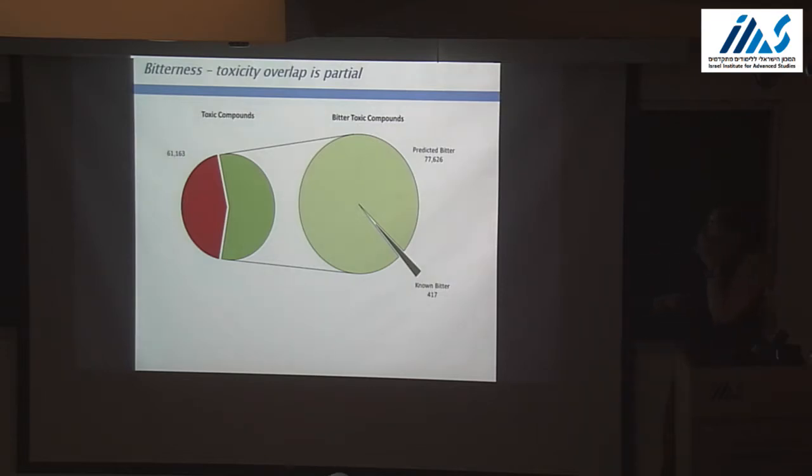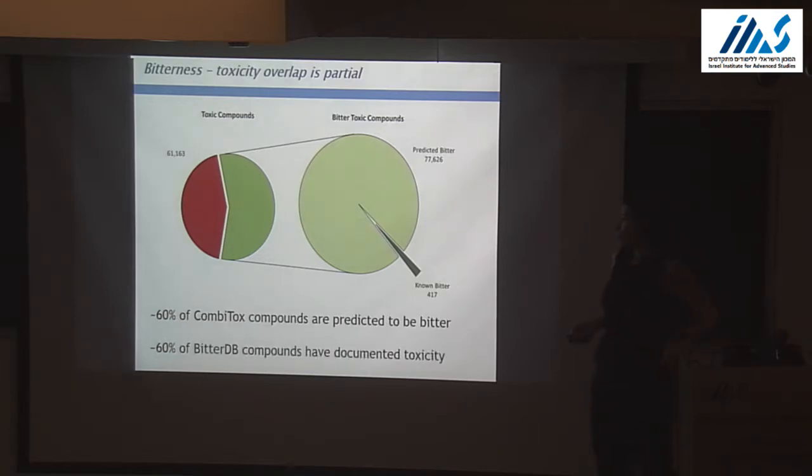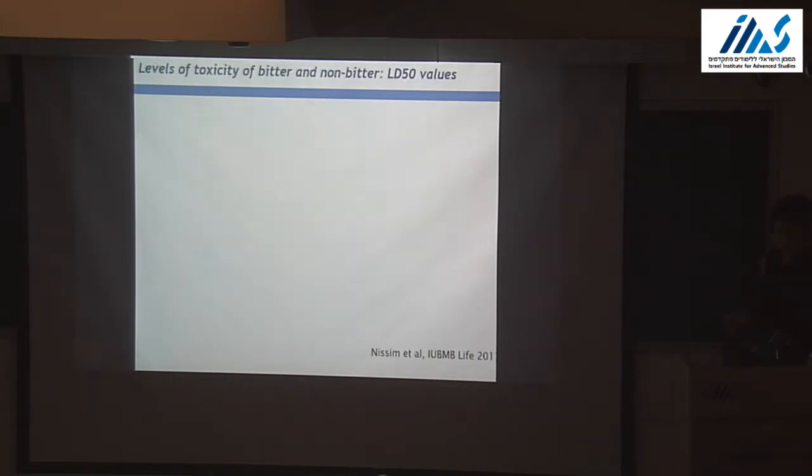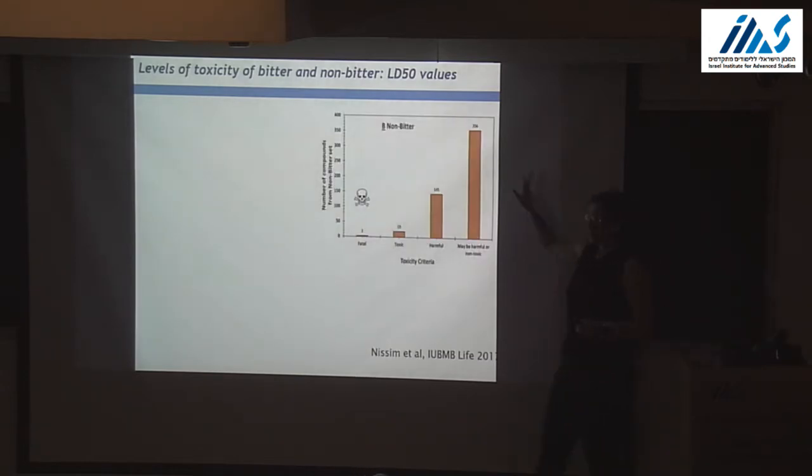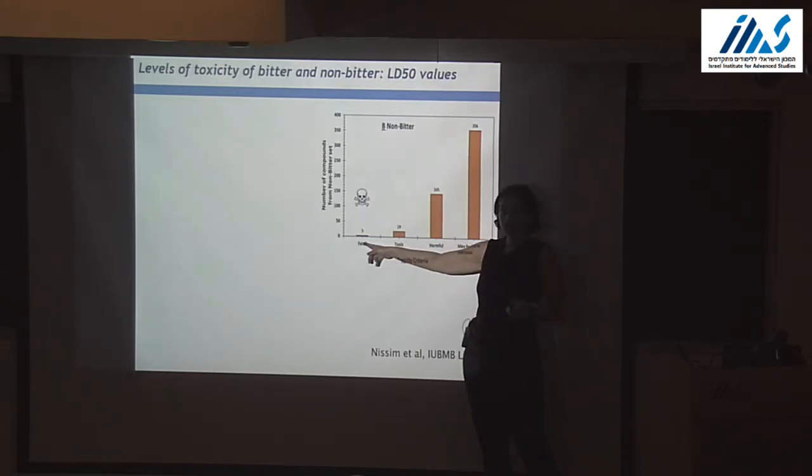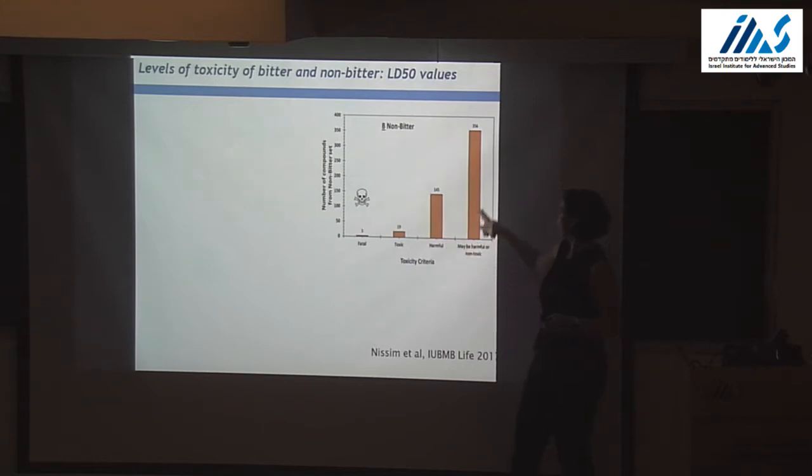Okay. So what we found is that there is an overlap, of course, between toxic and bitter compounds, but it's only partial. We found that only about 60% of ComBiTox compounds are predicted to be bitter. And also we find that 60% of bitter compounds have documented toxicity. So here again, these are non-bitter compounds, and these are the distributions of toxicity, of LD50s. And it looks like this. In the non-bitter compounds, only few are really fatal. Then we have toxic, harmful, and more maybe harmful or non-toxic.